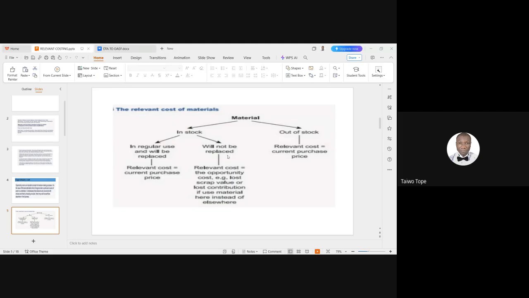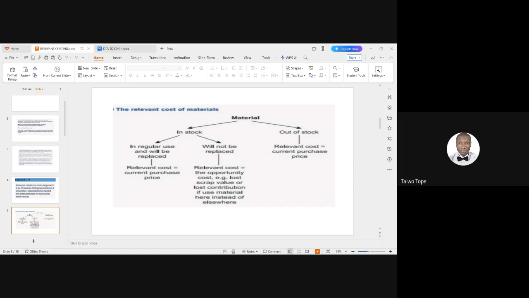So also under material, when the material is out of stock, the relevant cost will be what? The current purchase price. Likewise, when you don't have the material in stock and there's need for replacement, the relevant cost will be the prevailing market price at that point in time. So please take note of these things as it relates to material.